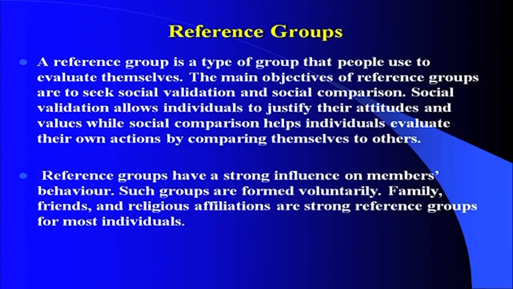Another very interesting group is the reference group. A reference group is a type of group that people use to evaluate themselves. The main objective of reference groups is to seek social validation and social comparison. Social validation allows individuals to justify their attitudes and values, while social comparison helps individuals evaluate their own actions by comparing themselves to others. So, people keep comparing what they are doing with what others are doing, how they can do better, how they can achieve certain things, what they can do for their society, for their community. All such things are discussed here.